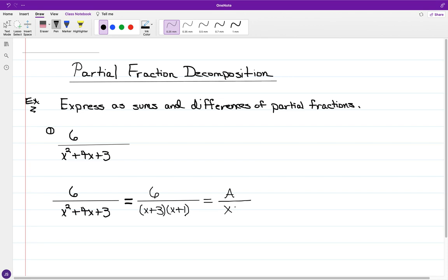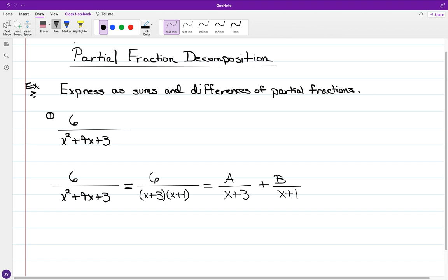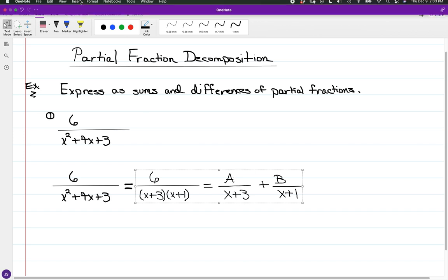And it doesn't matter which denominator comes first, but we'll say we have x plus 3. So we have a over x plus 3 plus b all over x plus 1. And we're looking at trying to solve for a and b. So we have for this setup the factored form of the overall fraction. We have 6 over x plus 3 times x plus 1, again equal to a over x plus 3 plus b over x plus 1.